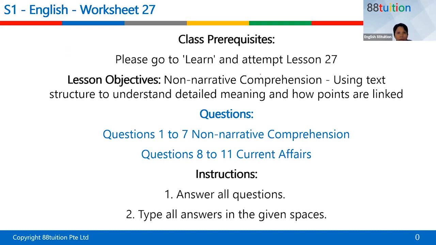Okay, please go to Learn and Attempt lesson 27. Lesson objectives, non-narrative comprehension using text structure to understand detailed meaning and how points are linked. Okay, so we are doing non-narrative comprehension. Section C, we do summary today also. Questions 1 to 7, non-narrative comprehension. And then 8 to 11 is current affairs.